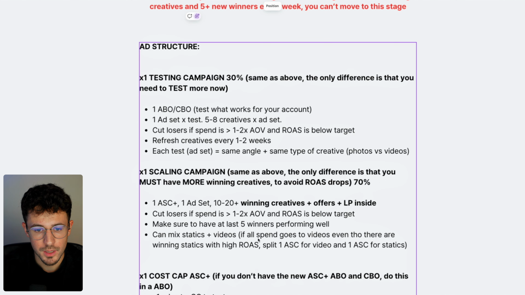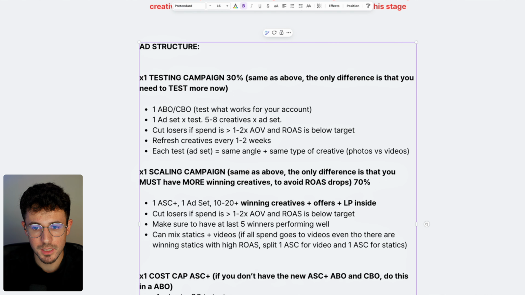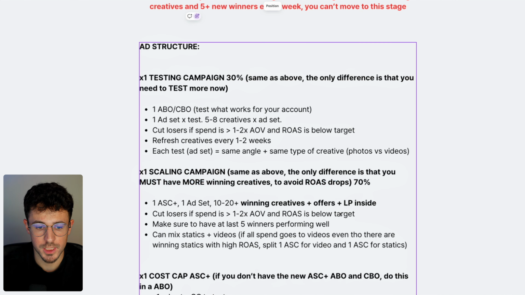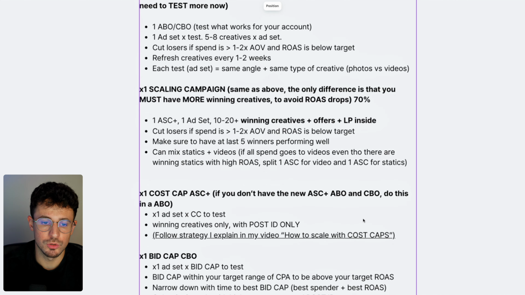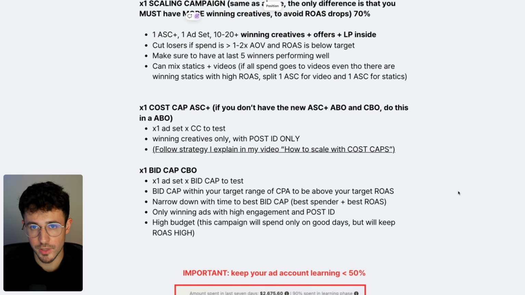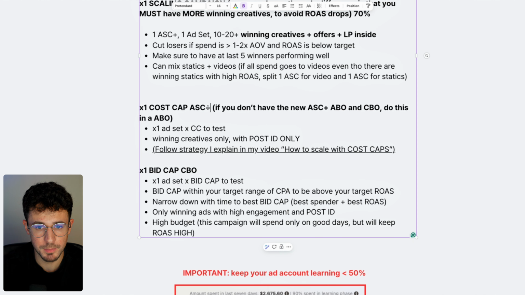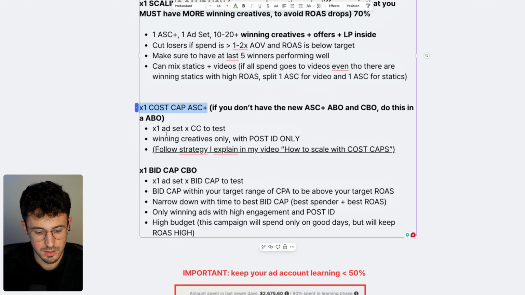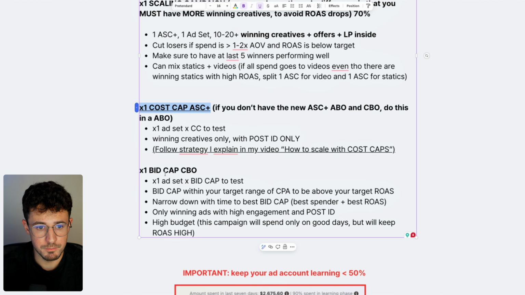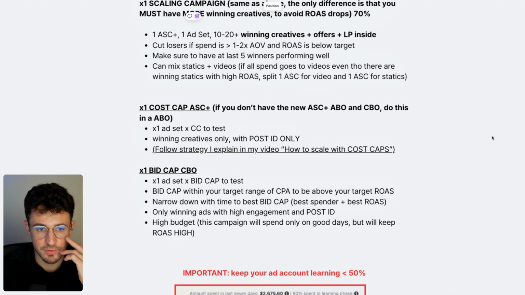And yeah, so basically everything stays the same, and you must have more winning creatives inside to avoid return on ad spend drops. During this phase, we're also gonna introduce two different types of campaign: a cost cap Advantage Shopping Plus and a bid cap CBO. So how you want to use these two different types of campaigns.